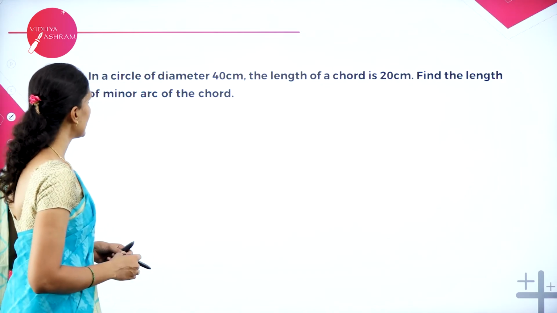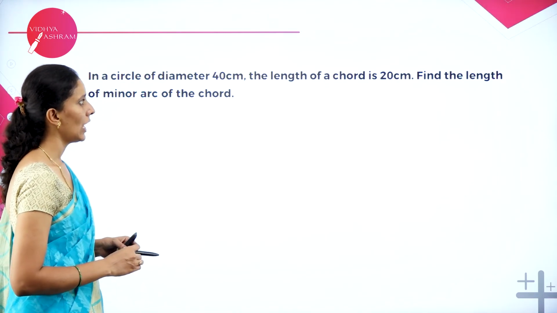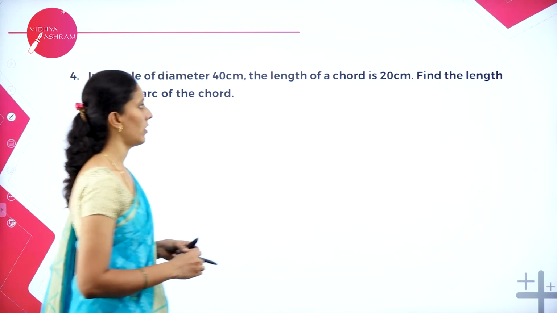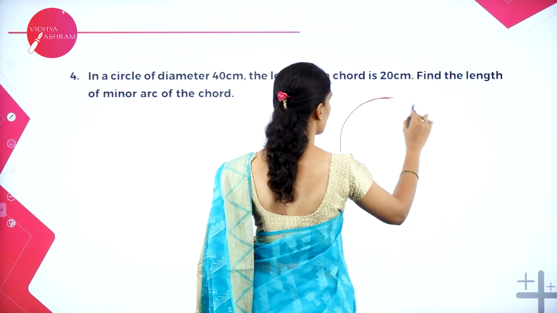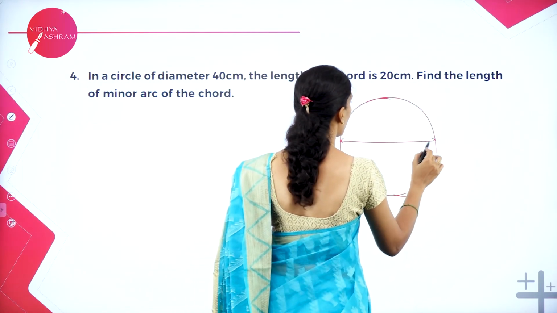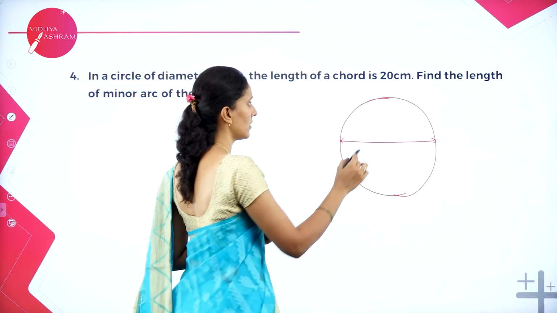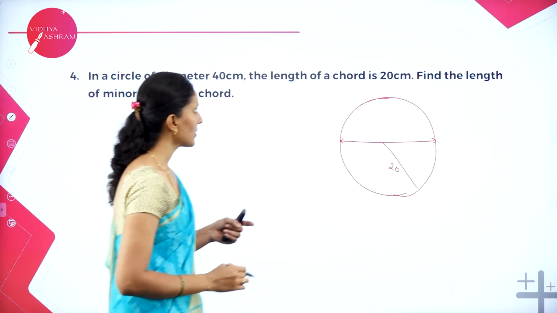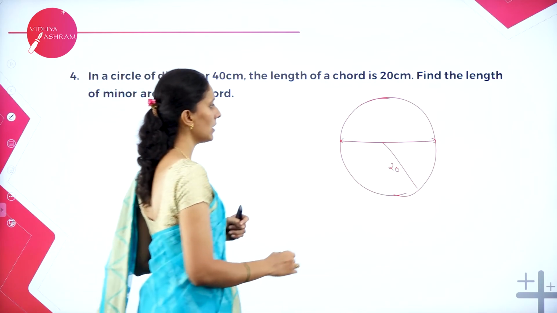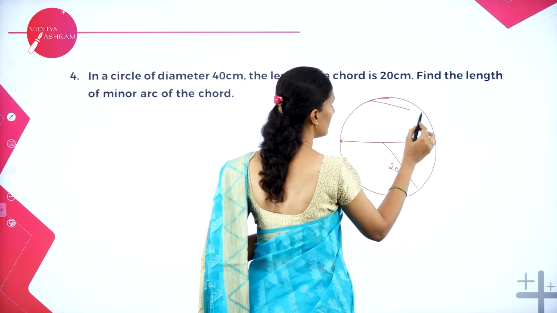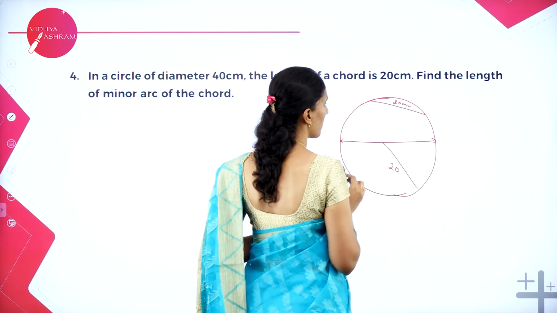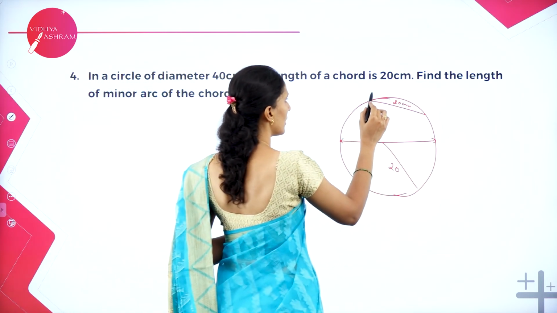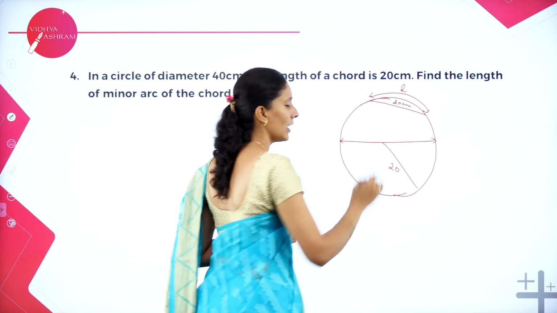Next we have, in a circle of diameter 40 centimeter, the length of the chord is 20 centimeter. Find the length of the minor arc of the chord. So we have a circle whose diameter is 40 centimeter. Then what about the radius? The radius will be 20 centimeter. Next, we have a chord of 20 centimeter. So let me write the chord somewhere here, which is 20 centimeter. Then I have to find the length of the minor arc of the chord. That is this one, let me take it as L.